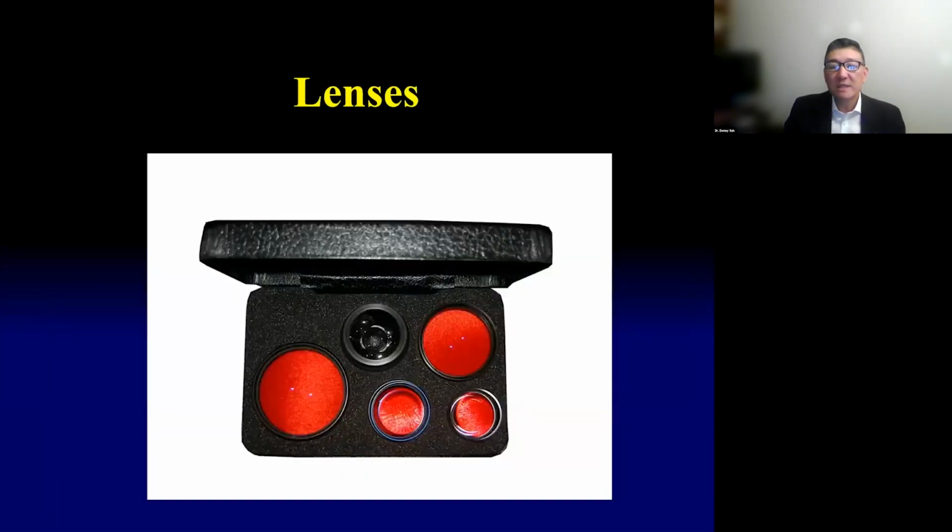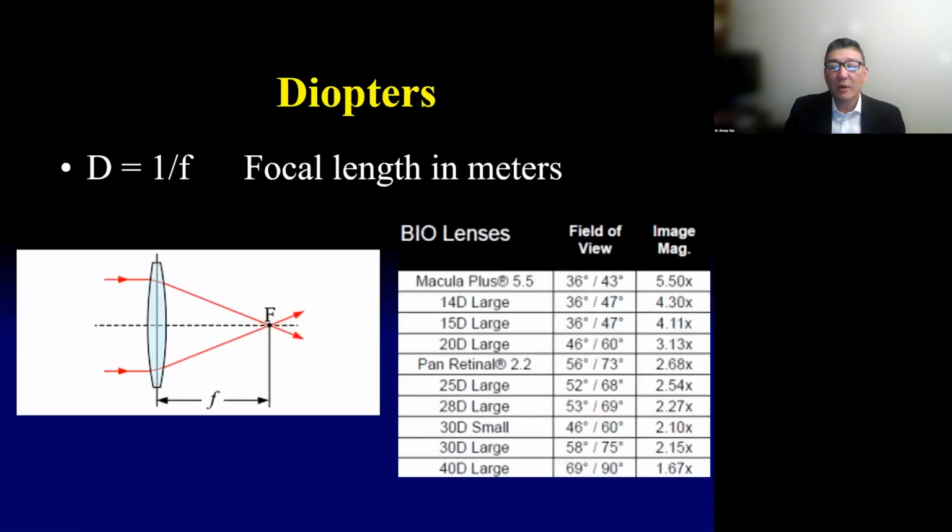So in terms of the lenses, there are many types of lenses out there. They come in different powers, like 20 diopters, 15 diopters. What is that? As we all know from our optics, the diopter is equal to 1 over the focal length. So here's what the lenses look like, and whatever the focal length is will determine the power of the lens in diopters. For example, 20 diopters will give you a certain field of view. These slides, by the way, are available to you, and you can look at them later.